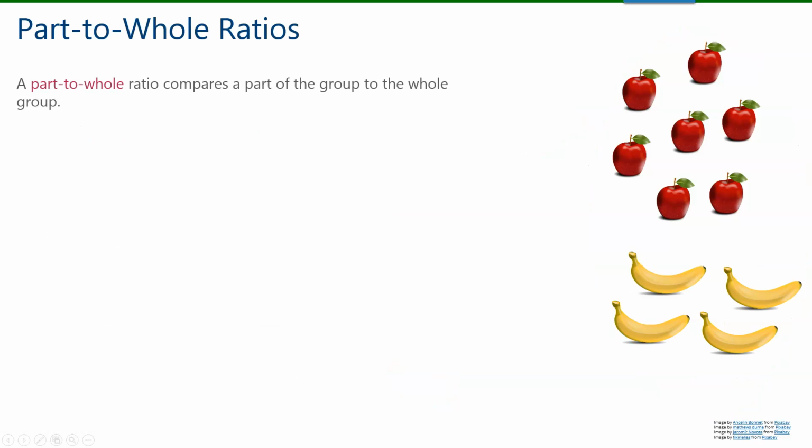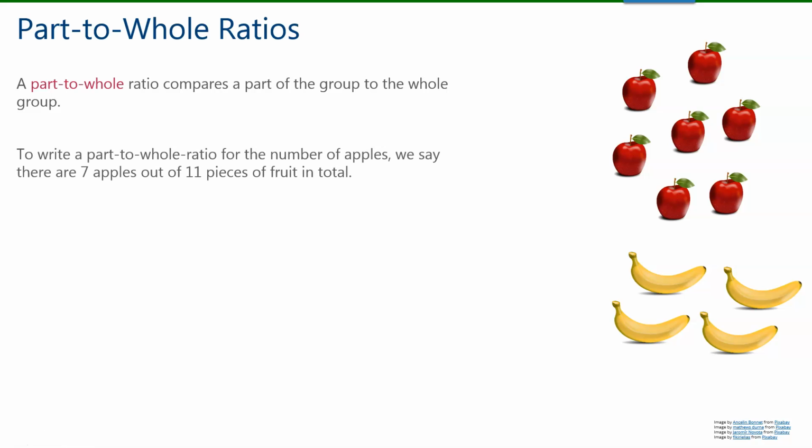A part-to-whole ratio compares a part of the group to the whole group. To write a part-to-whole ratio for the number of apples, we say there are 7 apples out of 13 pieces of fruit in total. We can write it in one of two ways, 7 colon 13 or 7 to 13.